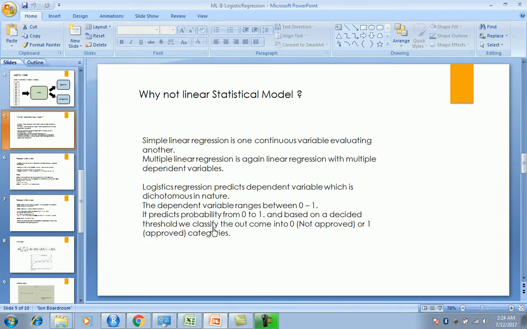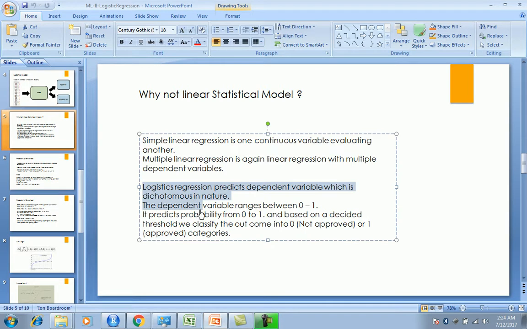Now logistic regression is actually dichotomous in nature. So what we are trying to say is the dependent variable ranges between 0 and 1. What we are trying to predict is the survival of a person, or let's say whether a person will get diseased or not, or whether a mail is spam or ham. Where we have a dichotomous output, we have to use logistic regression. I hope that makes it clear why we are using logistic regression here.